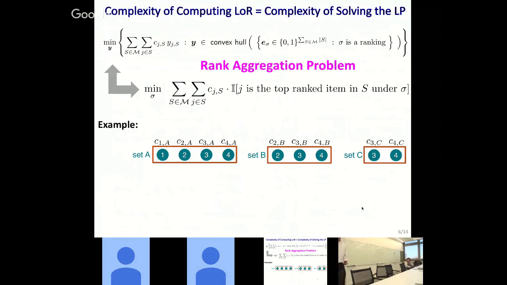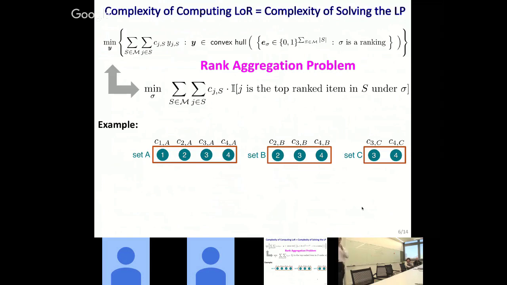So here's an example involving three subsets, set A, set B, and set C. Set A has products 1, 2, 3, 4. Set B has products 2, 3, 4. Set C has products 3 and 4. And for each product in each set, we have the cost coefficient, right? So c_jS. So now we want to write out what this rank aggregation problem looks like for this example of three sets.